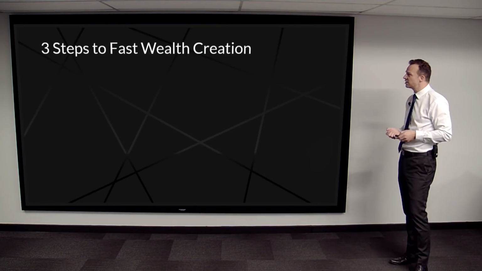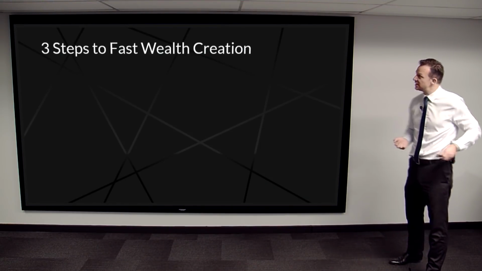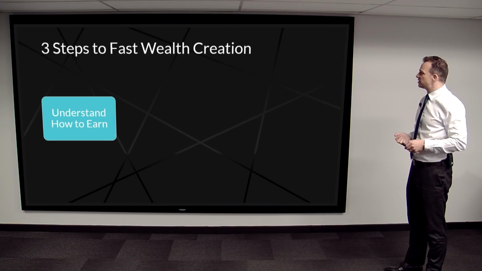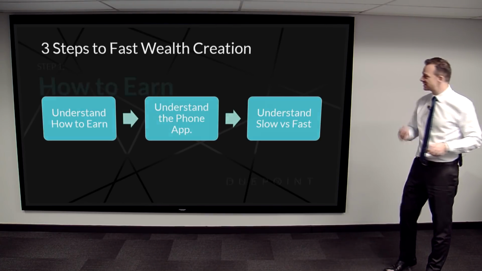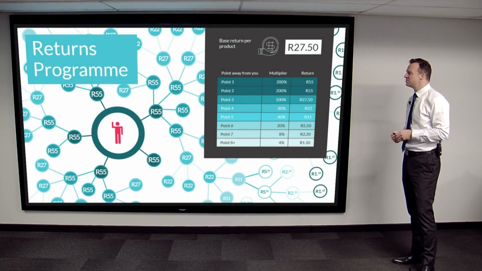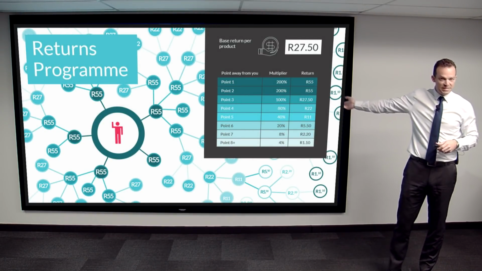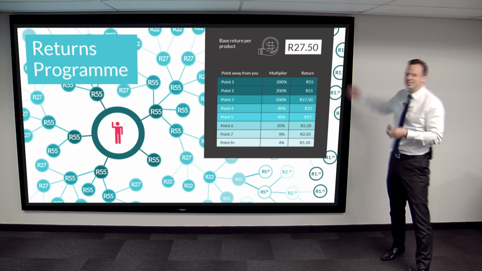I don't want to take too long. I know Brendan's added a whole bunch of slides here. 3 steps to fast wealth creation: understand how to earn, understand the phone app, understand slow versus fast. So we've discussed that already. How to earn. This is the most important thing. So in the intro presentation, you know this. This is what we call the mechanics of our returns.